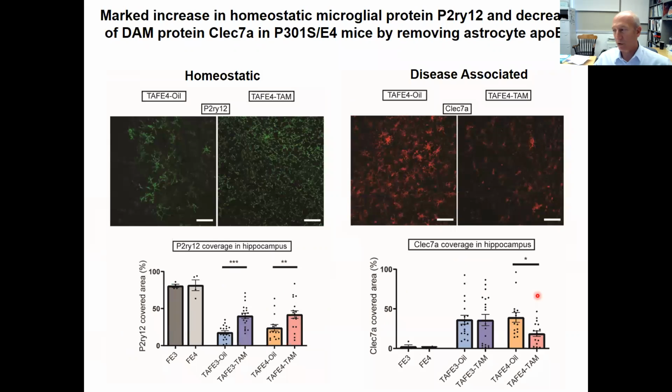And this is really illustrated well when you look at a classic homeostatic microglial protein like P2RY12, where in the tau E4 mice, this expression is low. When you remove astrocyte E4, it increases quite a bit. And you see a yin-yang effect in that the disease-associated microglial marker CLEC7A is high in the tau E4 mice, and then it's strongly lowered when you lower astrocyte APOE4.